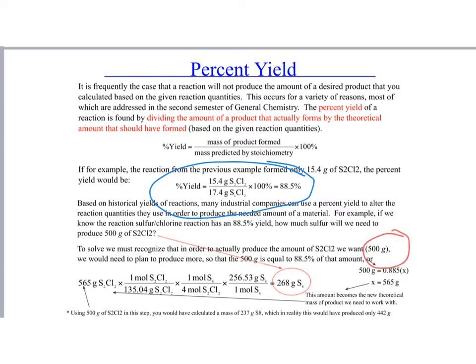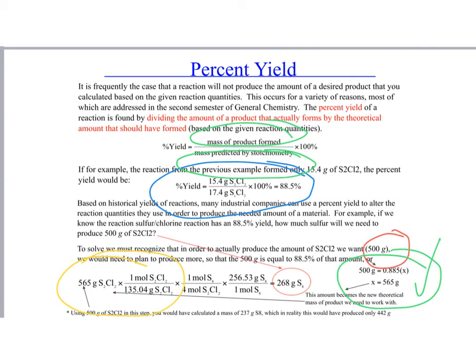But we know that there's only an 88.5% yield. So if we look at this equation, we set 500 grams equal to the product formed, right? And then we've got to find the mass predicted by stoichiometry. From the equation down here, we get 565 grams. We now plug that into this equation, where we're looking at 565 grams.